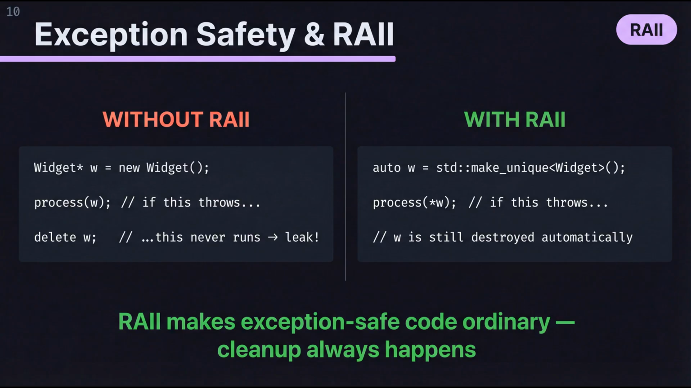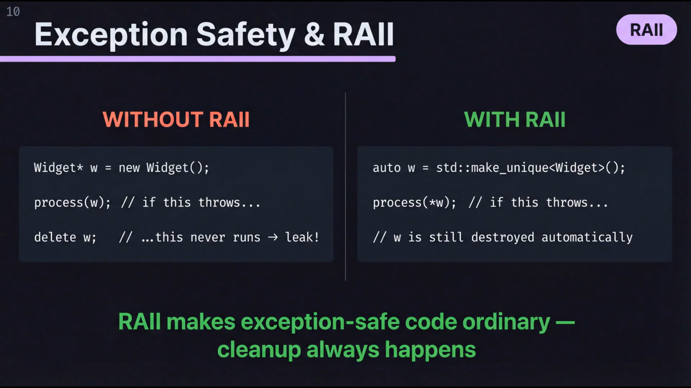Without RAII, you call new, then call a function, then call delete. If the function throws an exception, delete never runs. Memory leak. With RAII, you use makeUnique, then call the function. If it throws, the unique pointer's destructor runs automatically as the stack unwinds. The widget is cleaned up on every path: normal return, early return, or exception. This is the fundamental principle. Acquire resources into objects immediately and let destructors handle cleanup.